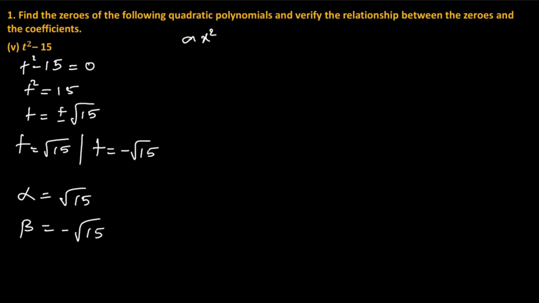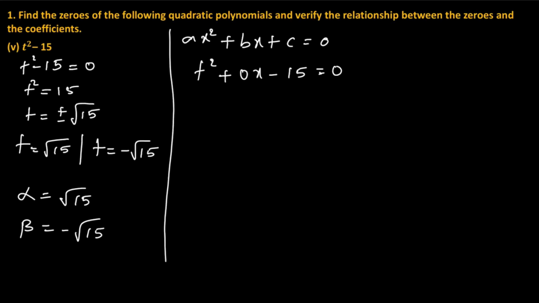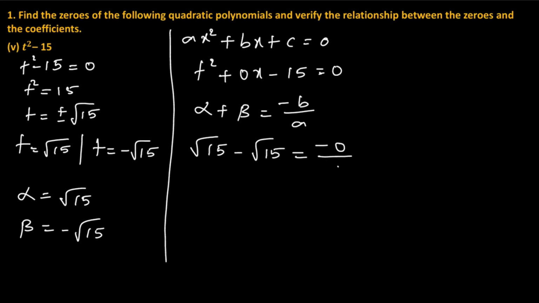You can compare this equation with ax square plus bx plus c is equal to 0. There is no x term, so you can replace it with a 0: t square plus 0x minus 15. So our b will be 0, a is 1 and c is minus 15. Let us find out the relationship between the zeros and the coefficients. Alpha plus beta is equal to minus b by a. Alpha is root 15, beta is minus root 15, which is equal to minus 0 divided by 1. 0 by anything is 0. 0 is equal to 0.